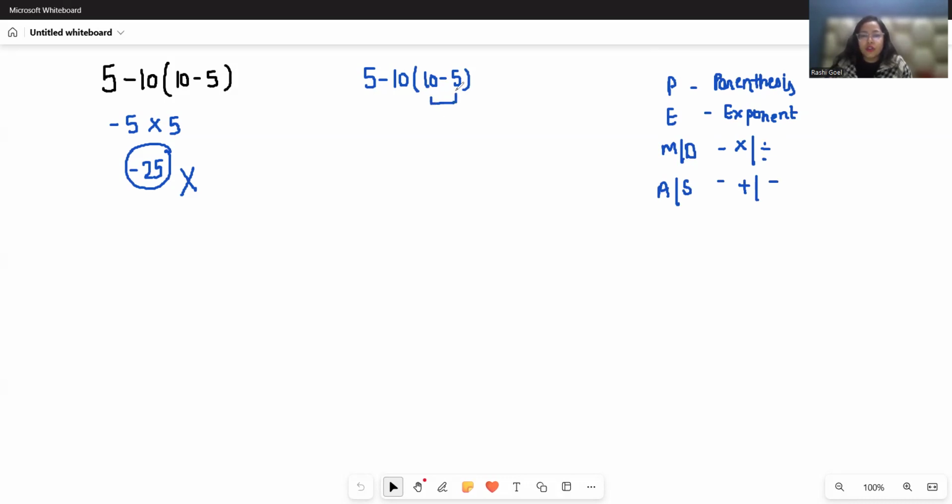So let's first solve the parentheses, but rewrite the left out terms. So 10 minus 5 is 5. Now we have two operations, that is subtraction and multiplication. So we have to give priority to multiplication. 10 times 5 is 50, and 5 minus 50 is minus 45. So what is the correct answer? Minus 45, not minus 25.